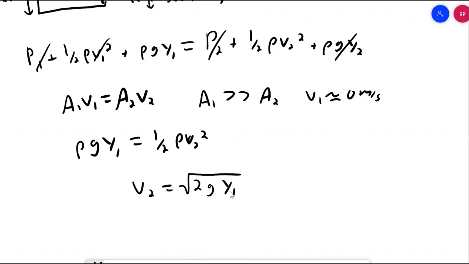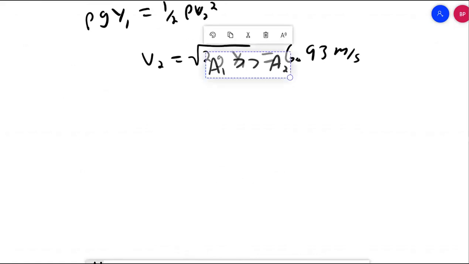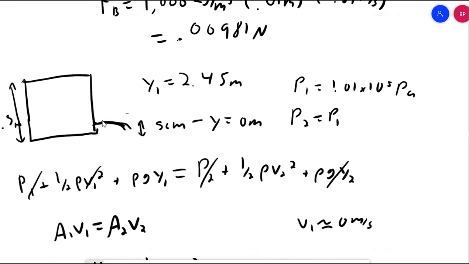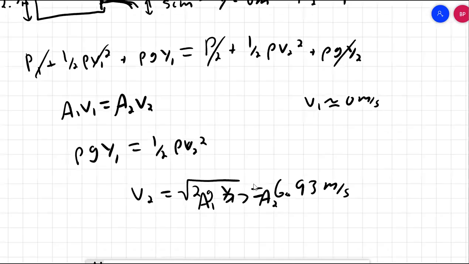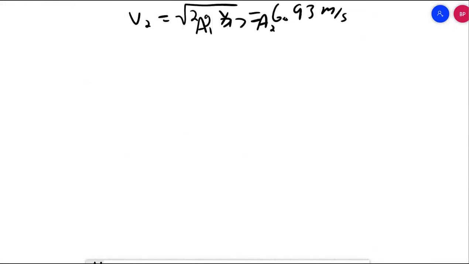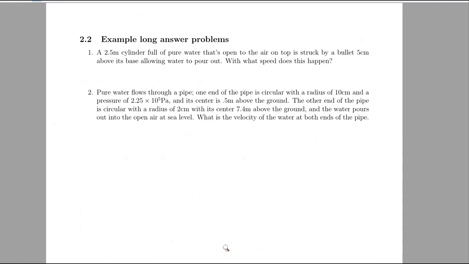If we plug our numbers in, this is equal to 6.93 meters per second. So this is the speed at which the water is coming out of our hole here. All right. Let's move on to the next problem.